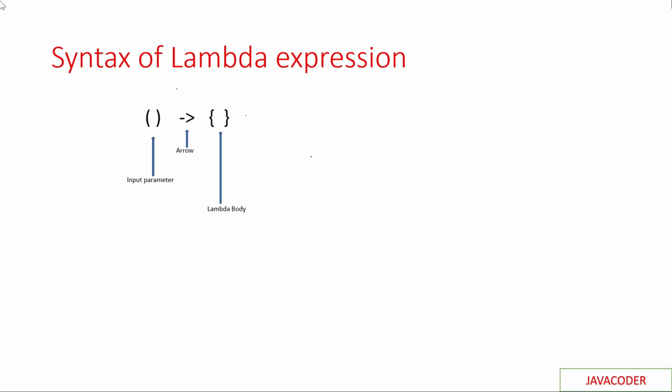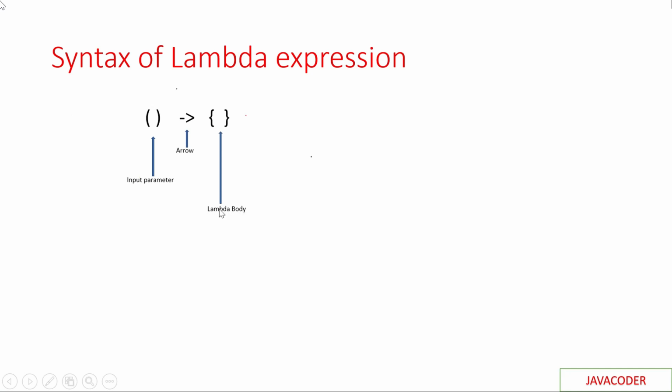So coming to the syntax of the lambda expression, the syntax starts with a parenthesis. Inside the parenthesis we can pass the input parameters, and the parenthesis is followed by an arrow, and the arrow is followed by curly braces. Inside the curly braces we are going to write the body of the lambda expression.